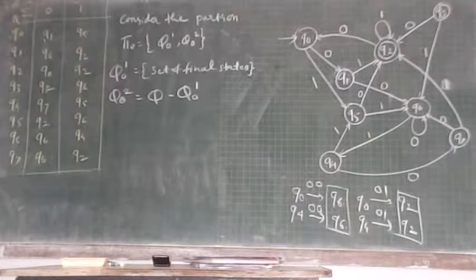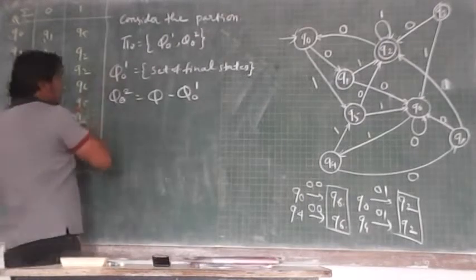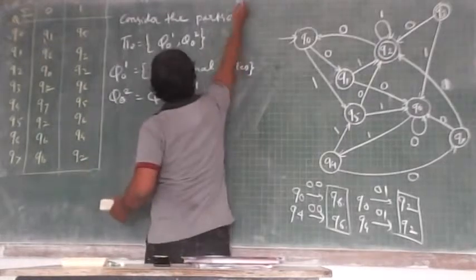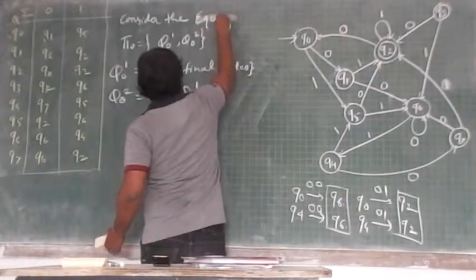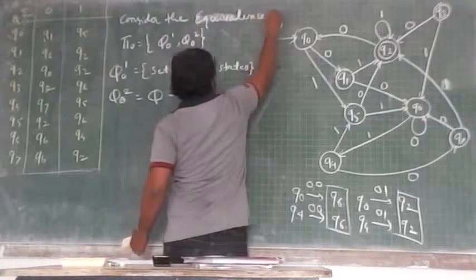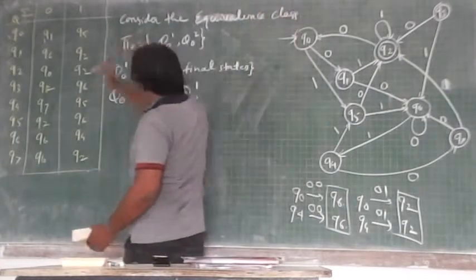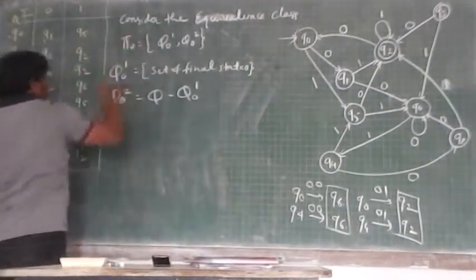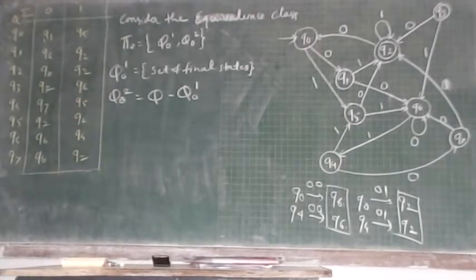Now tell me, this is a partition, this is a class, an equivalence class. Phi 0 I can represent by the partition. Do you know partitions, equivalence classes? What is meant by equivalence classes? Equivalence relation.